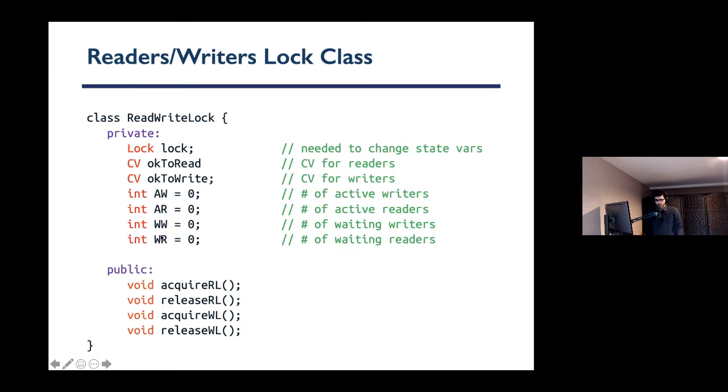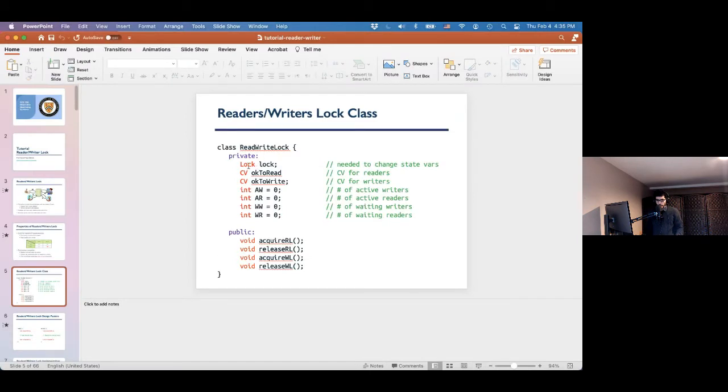And then I have 4 variables: active writer, active reader, waiting writer, and waiting readers. All of them are initialized to 0. Now, my lock has 4 public functions: acquire reader lock, release reader lock, acquire writer lock, and release writer lock.